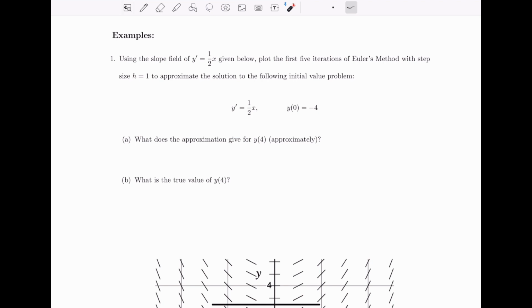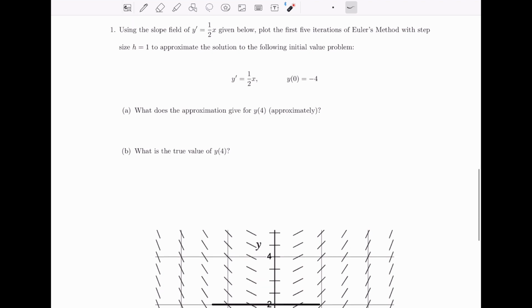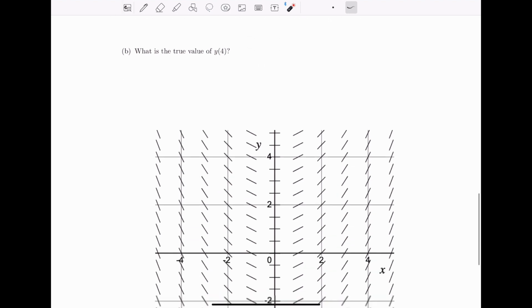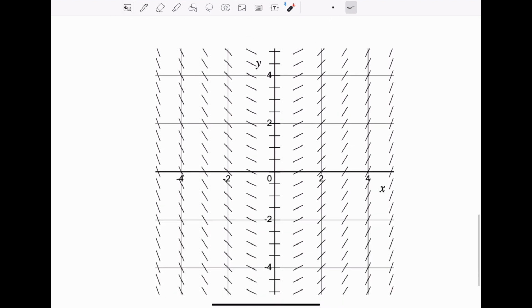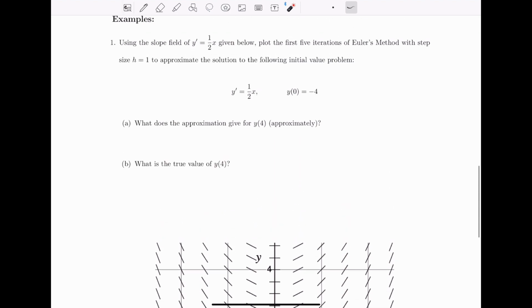Here we have a slope field given below. It's the slope field that corresponds to the differential equation y prime equals 1/2 x. So there's the slope field for that differential equation. We want to plot, just graphically, the first 5 iterations of Euler's method, and we're going to use step size h equals 1. This will allow us to approximate the solution for this initial value problem.